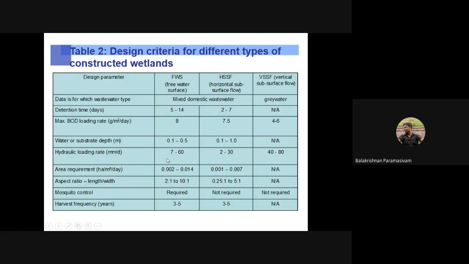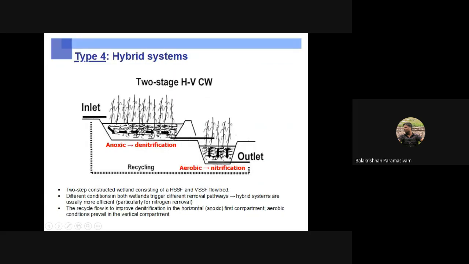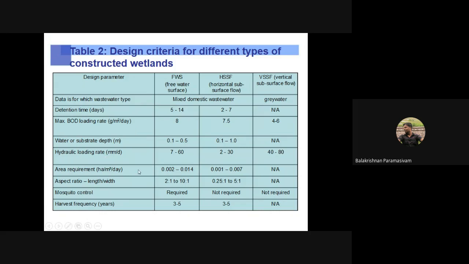Hydraulic loading rate, here it will be 7 to 60 mm per day. That means water flow here 2 to 30 mm per day, here 40 to 80 mm per day. So that means how much water flows is the hydraulic loading rate. Then area requirement, here you can see hectare per meter cube per day. Here we require very less area, but here also we need very less area.